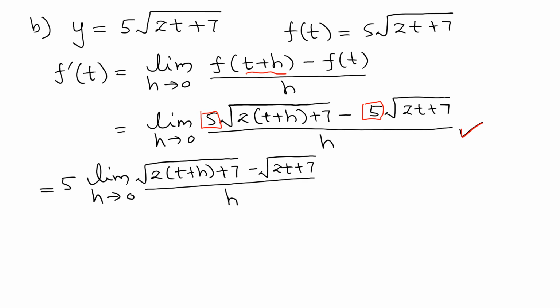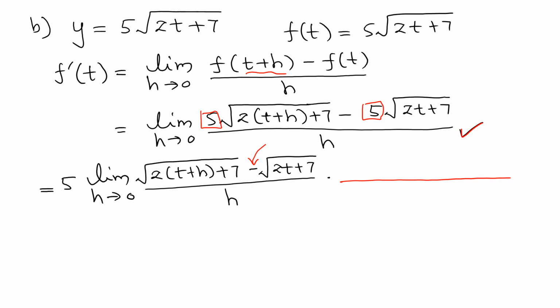From algebra, we know that when you have square root functions, the trick is to multiply by the conjugate. When you do the conjugate, we only change the sign in between here, not anywhere else. So we're going to multiply the top and bottom by the conjugate of this. That means the one with the opposite sign.